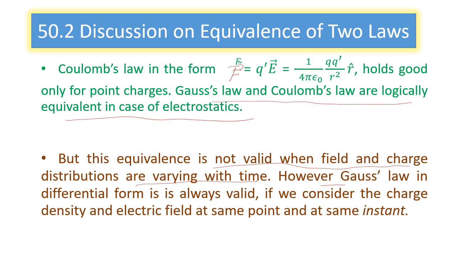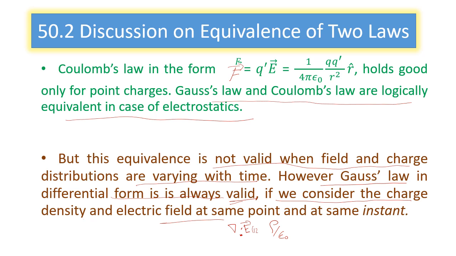However, Gauss law in differential form, not in integral form, is always valid. It is an experimentally found fact. Therefore, we will make it a postulate. Gauss law in differential form is always valid if we consider the charge density and electric field at the same point and same instant of time. At this point only, if you want to calculate the divergence of E, this is the differential form, and rho by epsilon naught, that is the charge density. At the same point they are related, but at the same instant of time also.